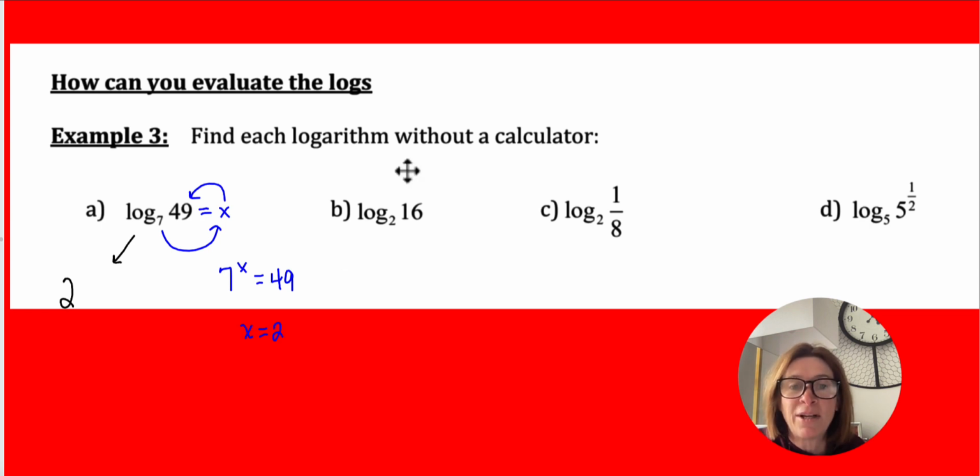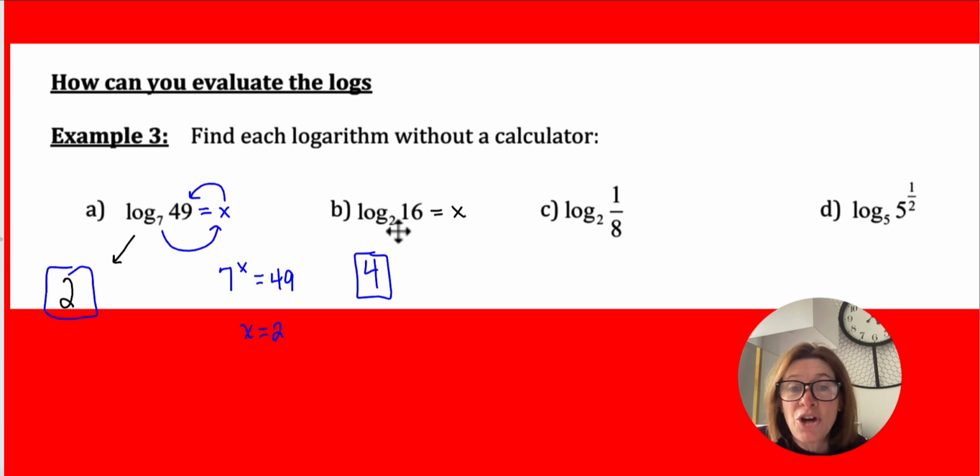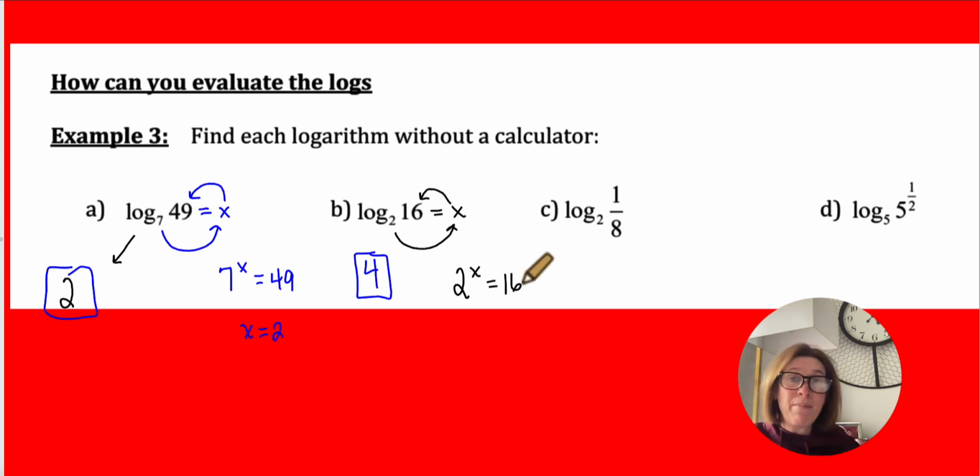Or again, let's try this one. 2 to what power gives me 16? I think at this point you're seeing 2 to the 4 power gives me 16. So my answer is going to be 4. But if you need an algebraic approach, set the expression equal to x, write it exponentially, and solve. 2 to the x equals 16. Now, this is what we've been practicing even with exponential equations, the process of making the bases the same. That's what you're doing if you do the algebraic approach to evaluating a log, right?